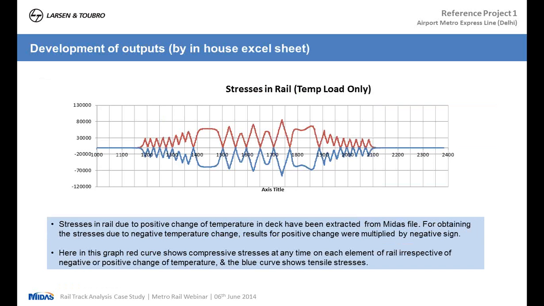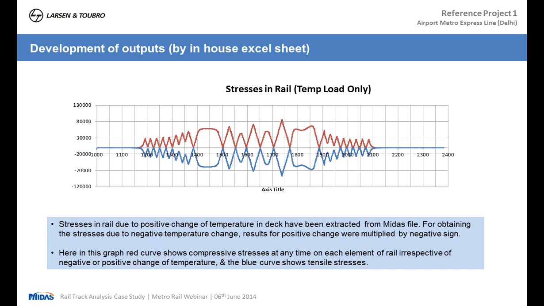Development of outputs. We developed output envelopes in in-house Excel sheets. As per UIC, the most unfavorable situations should be considered, taking into account positive or negative temperature variations and different positions of the trains traveling along the bridges. These envelopes are based on the same logic.